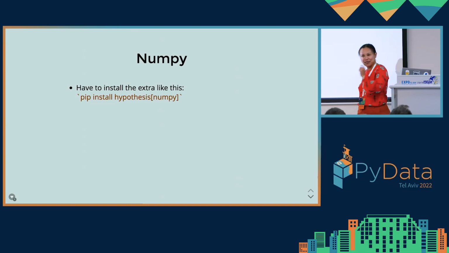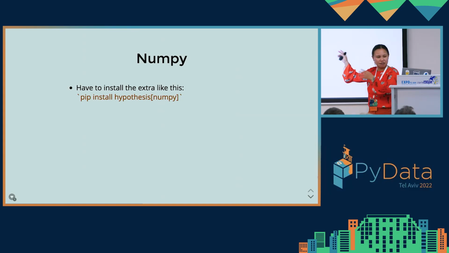But before you use it, don't forget to install the extras, because hypothesis is a very big library, and people who may not be doing scientific programming don't need it, right? They never use NumPy, so they would just install the core hypothesis. They just pip install hypothesis, but that's without the NumPy support. So if you want to use what I'm going to tell you in these two slides, make sure you install it with the square bracket numpy there.